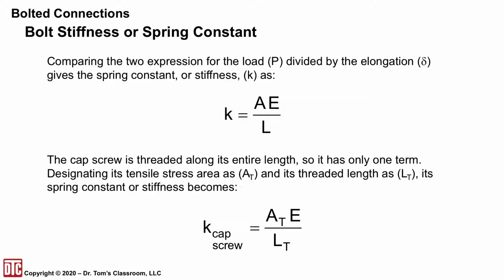Now the cap screw is typically threaded along its entire length, so it's really only got one term, designating the area A sub T. A sub T is for threaded, and we will use A sub UT for unthreaded. Its length is L sub T. So for the cap screw, its stiffness K is A_T E over L_T.